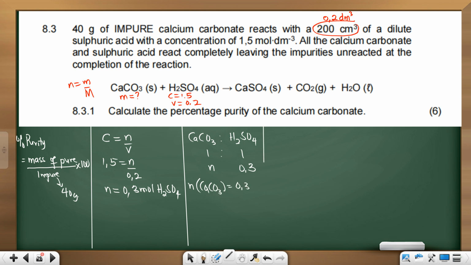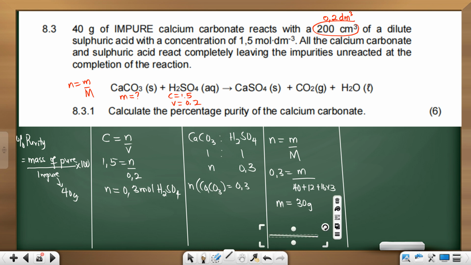0.3. Can we convert this into mass quickly? Number of moles is mass over molar mass. 0.3. Calcium carbonate should be 100. Calcium is 40, carbon is 12, oxygen is 16 times 3, 48. 12, 60, 40, 100. 100 times this will give us what? 30 grams. Percentage purity. So we are saying only 30 grams is pure, out of what? 40. I think I did this question.